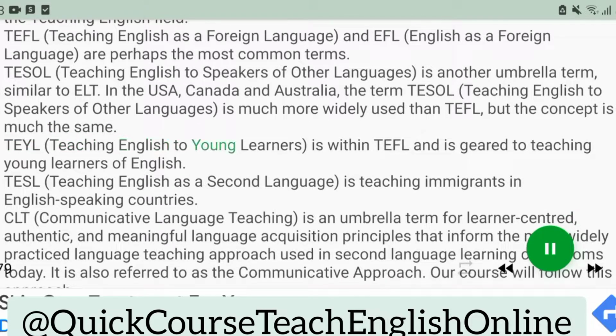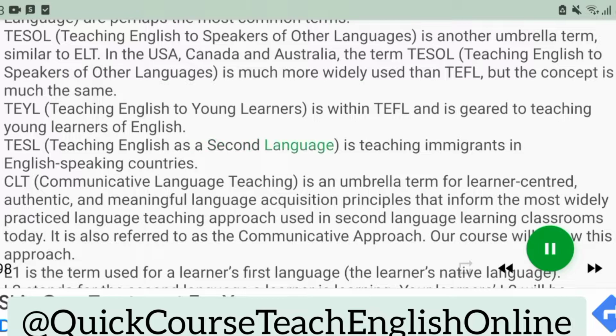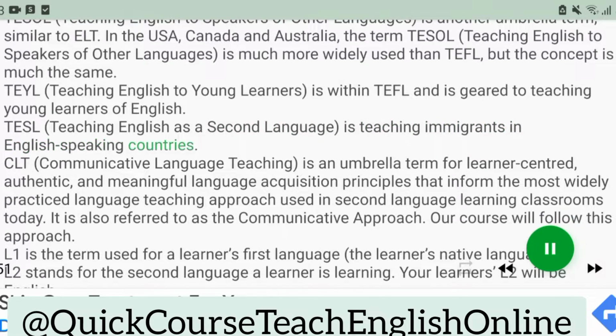TEYL, Teaching English to Young Learners, is within TEFL and is geared to teaching young learners of English. TESL, Teaching English as a Second Language, is teaching immigrants in English-speaking countries.